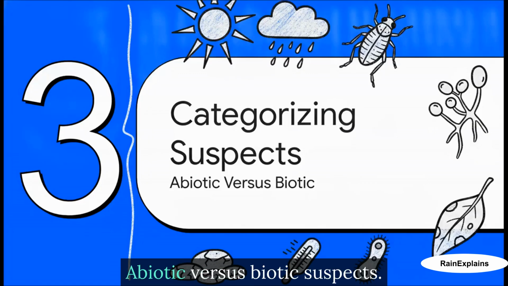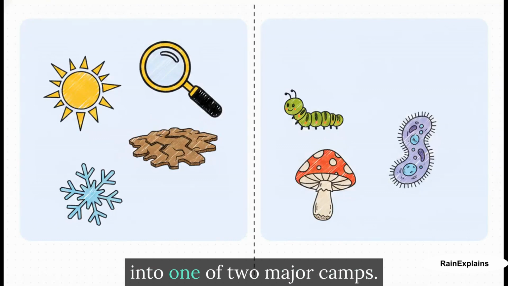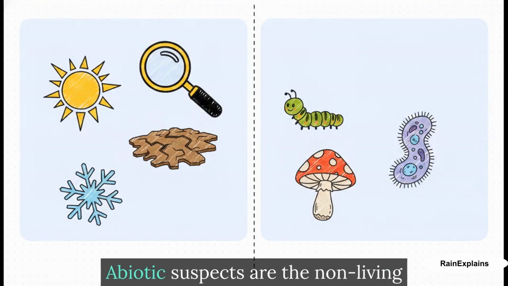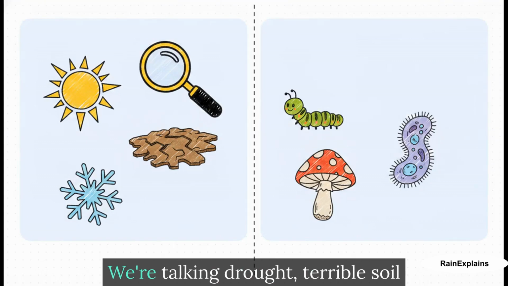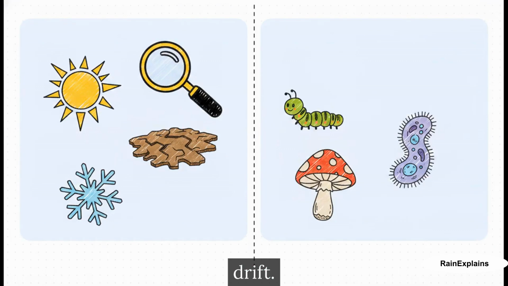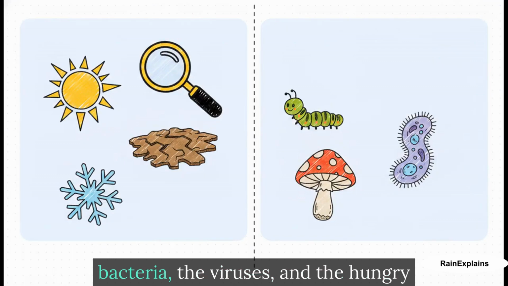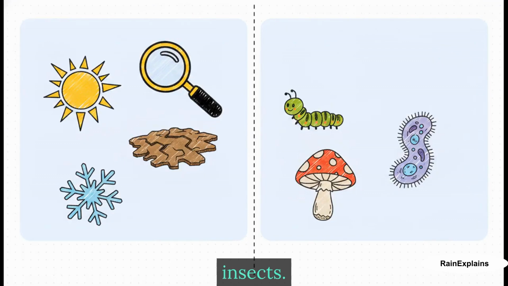Section 3. Abiotic versus biotic suspects. Categorizing the culprits. In the plant world, the perpetrators fall into one of 2 major camps. Abiotic suspects are the non-living stressors. We're talking drought, terrible soil compaction, frost damage, or chemical drift. Biotic suspects, on the other hand, are the living organisms, the fungi, the bacteria, the viruses, and the hungry insects.